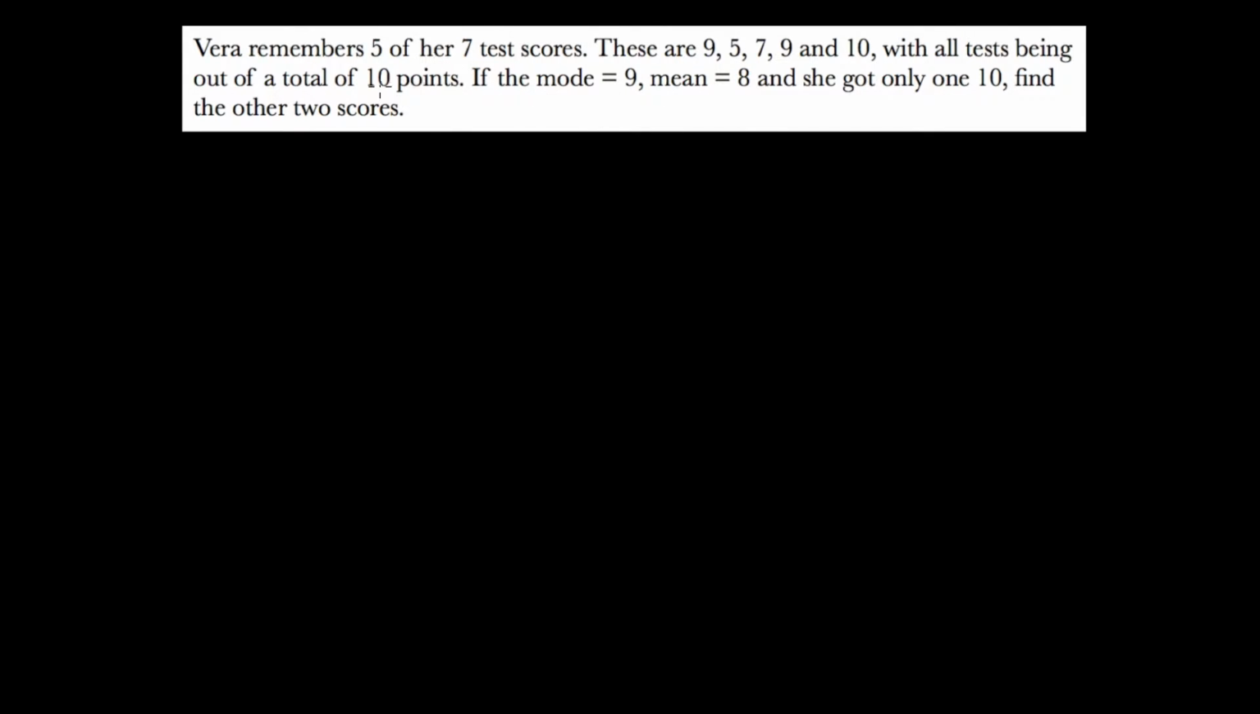So one thing we know is that the number of terms is 7. Okay, and we already know 5 of these terms. So let's call the 6th score x, and let's call the 7th one y, okay? So we know 5, we know the 6th one, 7th one, and we know that the mean of this is 8. So the easiest thing to do is express this as an equation.